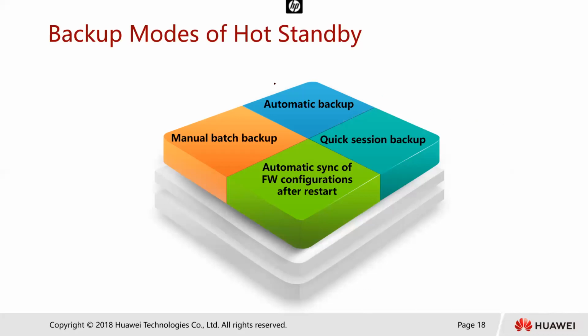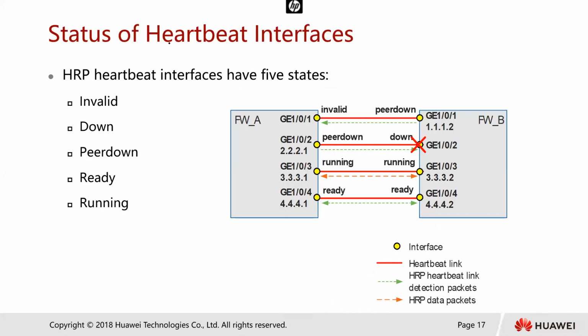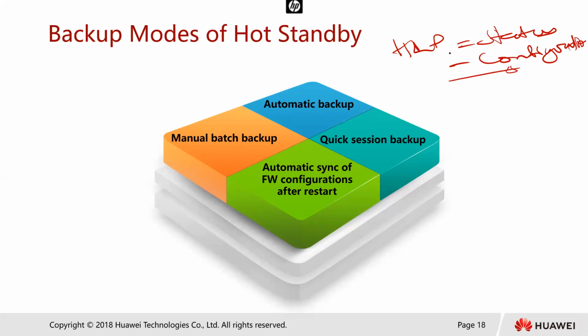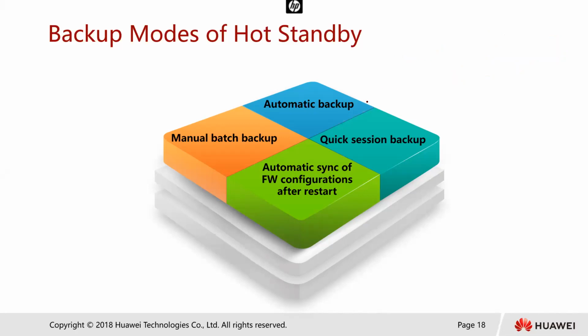Okay, so we said this protocol, the HRP, is going to help us back up our status, the different sessions and the different configuration commands. Now we want to understand some of the different ways we can back up that information, and what we back up in those different modes. There's one, automatic backup. You know what automatic means?